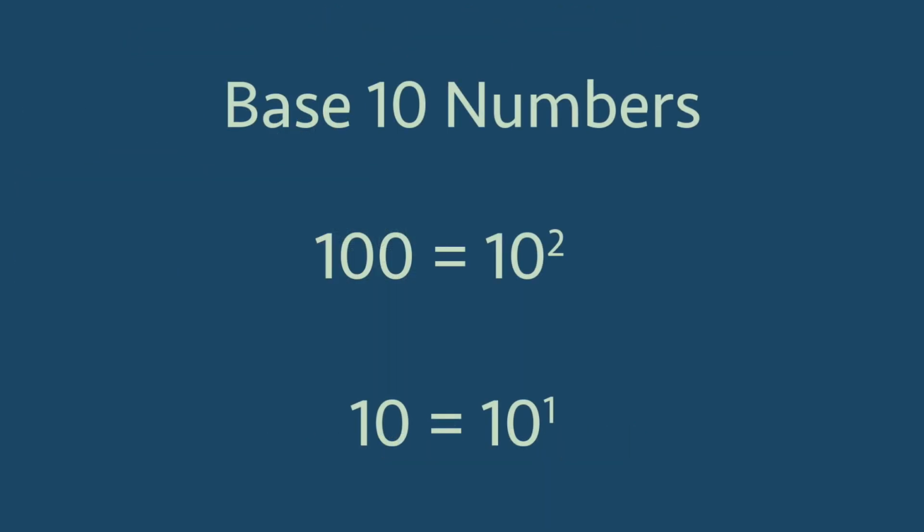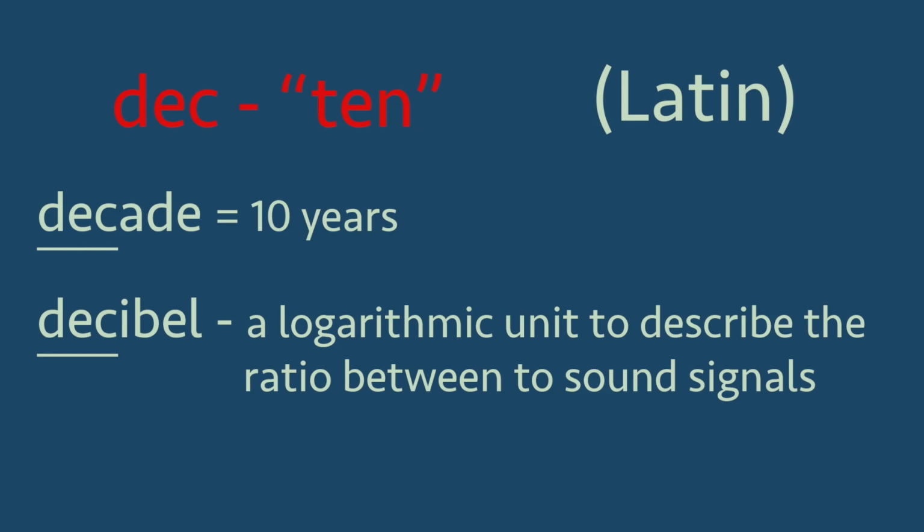The number 100 is a base 10 number, since 100 is 10 squared. Another base 10 number is 10 to the first power, which equals 10, and we see this number in the prefix dec. We know this prefix from the word decade, which means 10 years. In the realm of sound recording, we see this prefix in the word decibel.